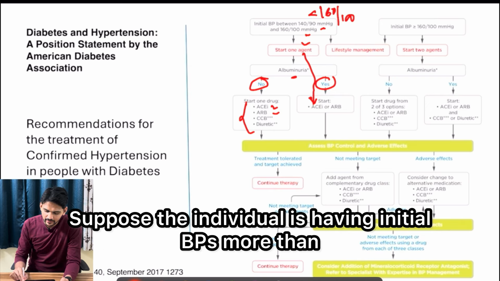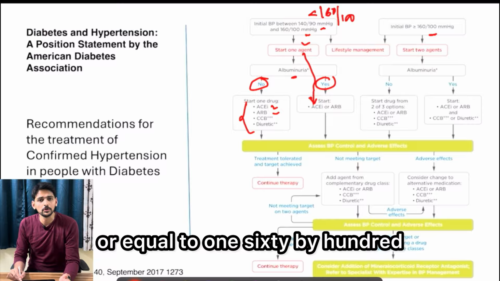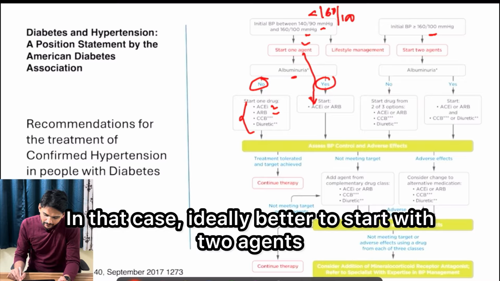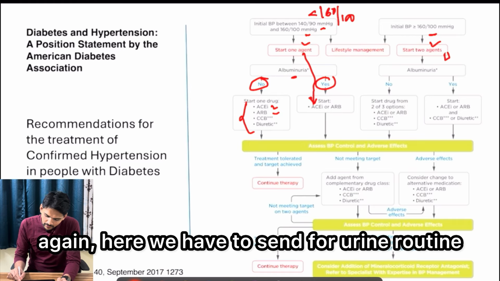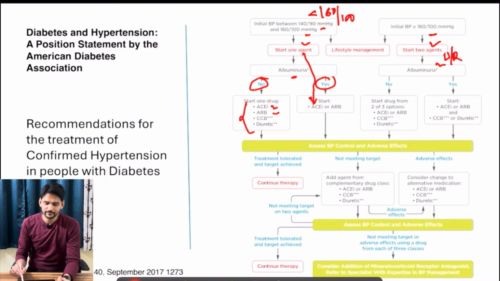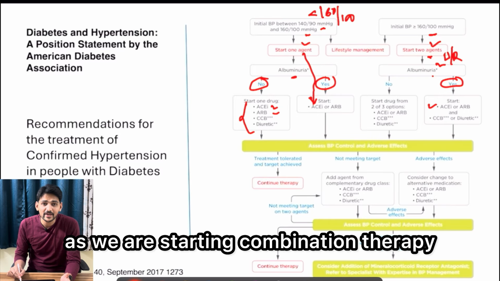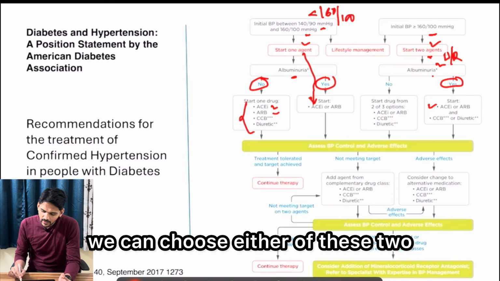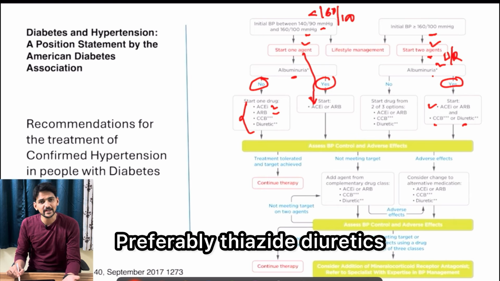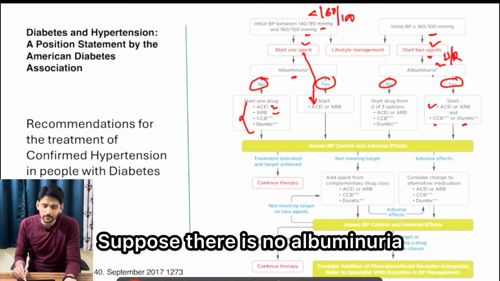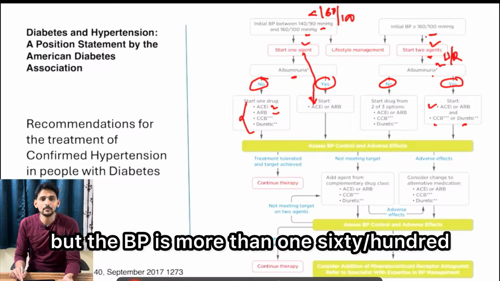Suppose the individual has an initial BP of more than or equal to 160/100. In that case, it is ideally better to start with 2 agents. So again here we have to send for urine routine to look for albuminuria. Suppose there is albuminuria, among these 2 agents, one should be an ACE inhibitor or ARB without fail. And with that, as we are starting combination therapy, we can choose either of these two, calcium channel blocker or diuretic agent, preferably thiazide diuretics. Suppose there is no albuminuria, but the BP is more than 160/100.